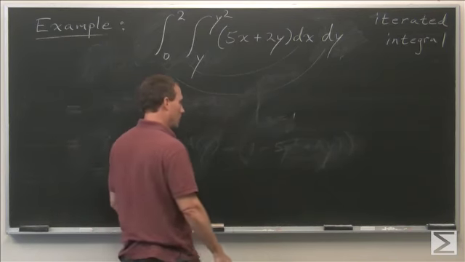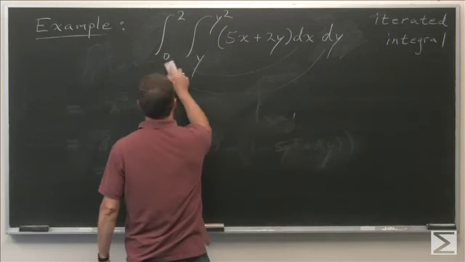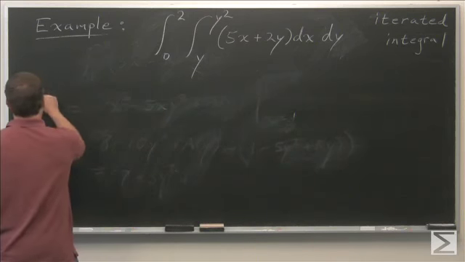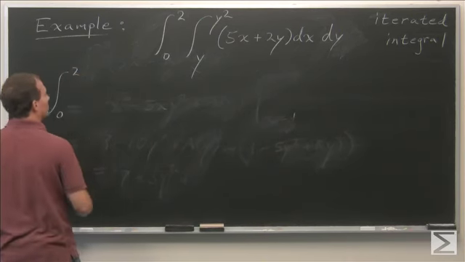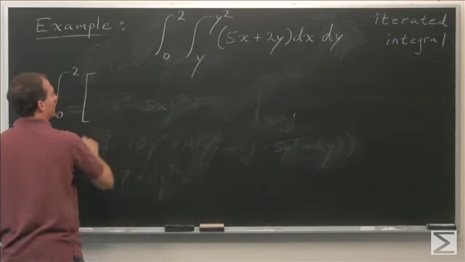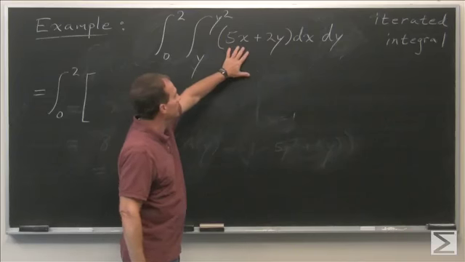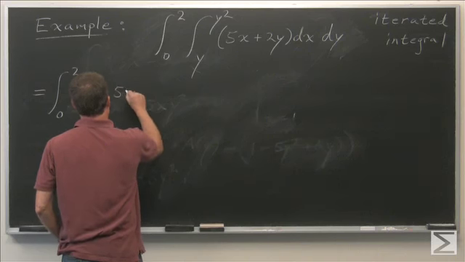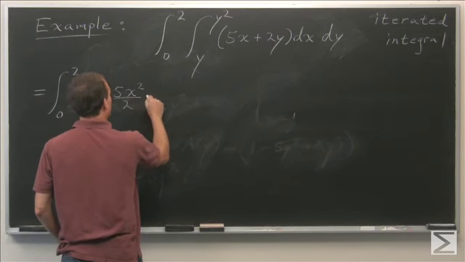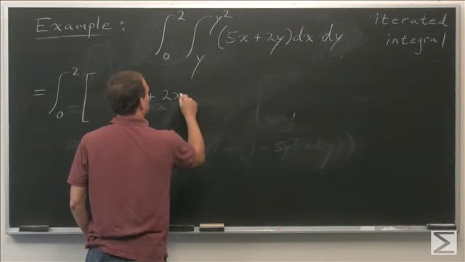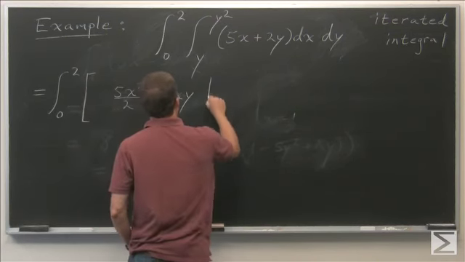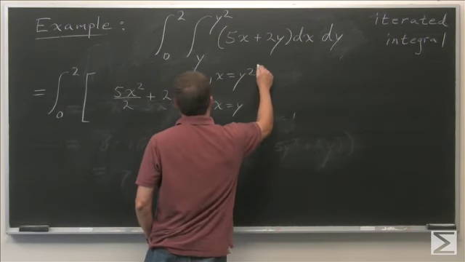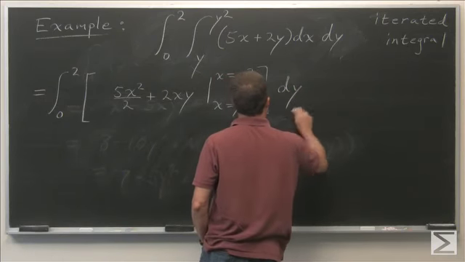Okay, well, knowing that, what do you do to calculate this? You calculate the inside one first. So the integral from 0 to 2 will sit there. In fact, I'll put the square brackets back in. You integrate this with respect to x, so you get 5x squared, assuming y is constant, you get 5x squared over 2 plus 2xy. And this is evaluated as x goes from y to y squared. And then you integrate that with respect to y when you're finished.